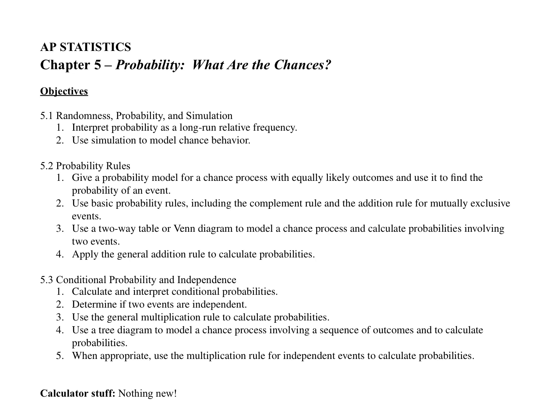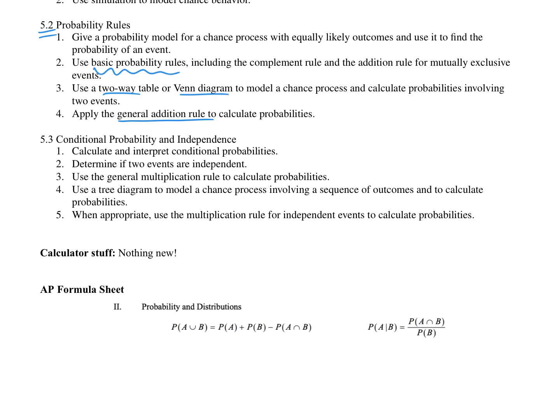Okay, so today's notes. We're doing section 5.2. This is the basics of probability. So we're going to talk about the basic probability rules. We're going to look at two-way tables and Venn diagrams, and we're going to talk about something called the general addition rule. On the cover of your packet, two things to remind you of.